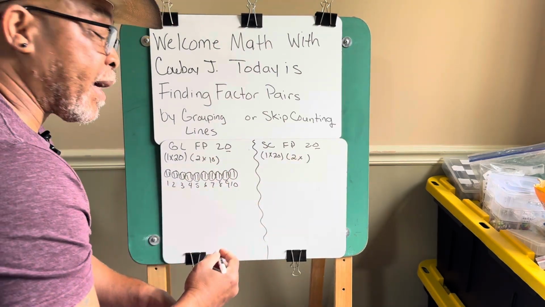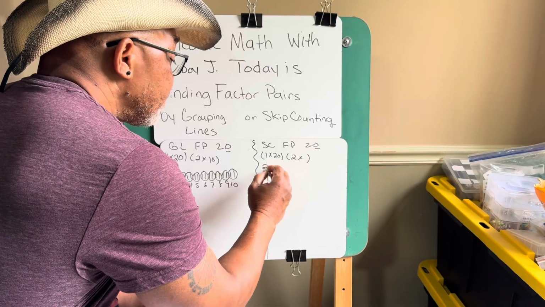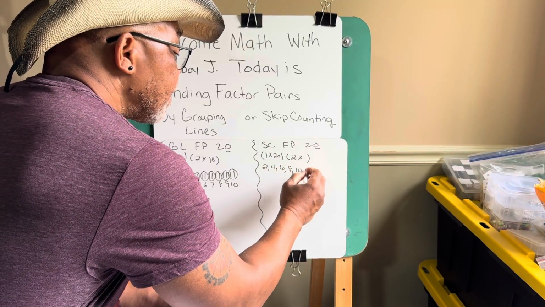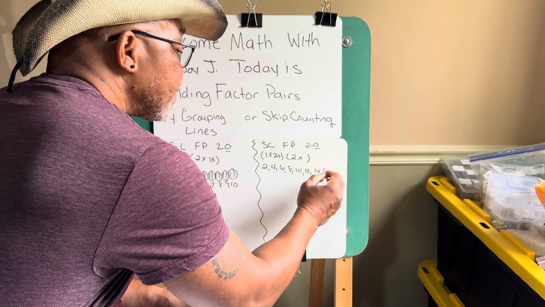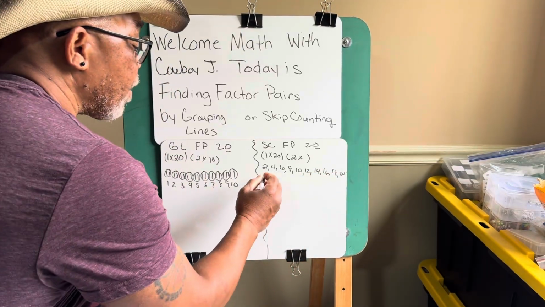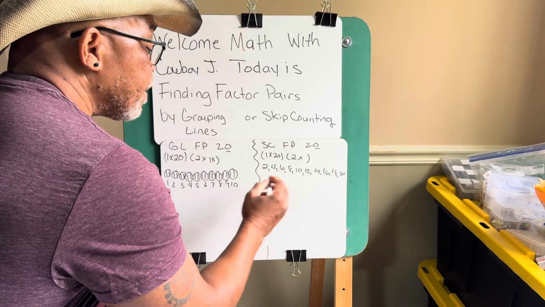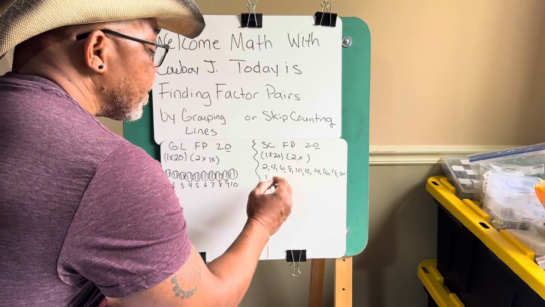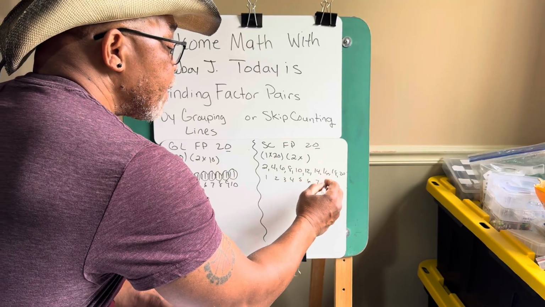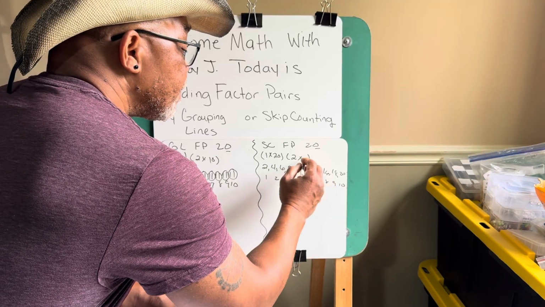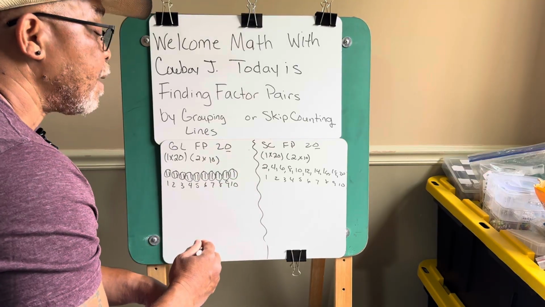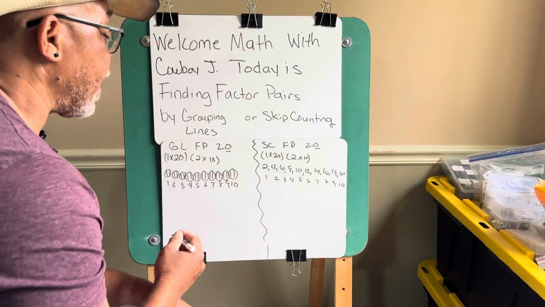Here we're going to skip count. 2, 4, 6, 8, 10, 12, 14, 16, 18, 20. And again, we're going to count our groups. 1, 2, 3, 4, 5, 6, 7, 8, 9, 10. So there's our missing number. 2 plus 0 is 2. And since 3 is bigger than 2, we can't try 3.